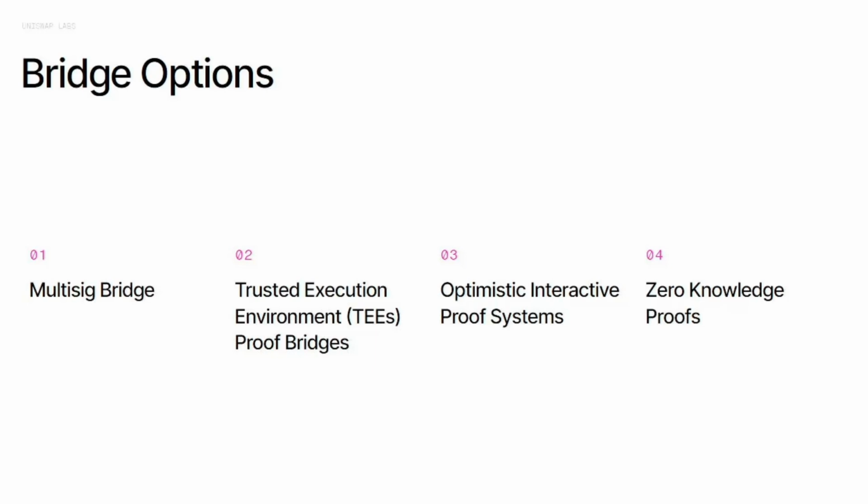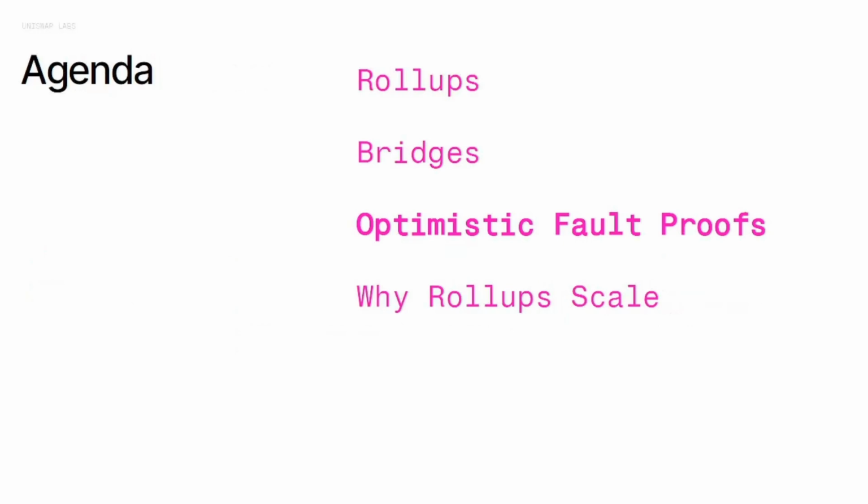Then we have optimistic interactive proof systems. That's an optimistic fault proof. That's what I'm going to be talking about in the next section, and that's how optimistic rollups show that this is the canonical block from Unichain onto Ethereum. Lastly, we have zero knowledge proofs. Benedict, after me, is going to be talking about them and how they work. Cool.